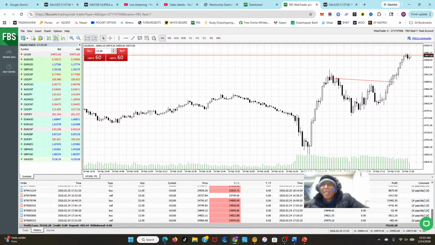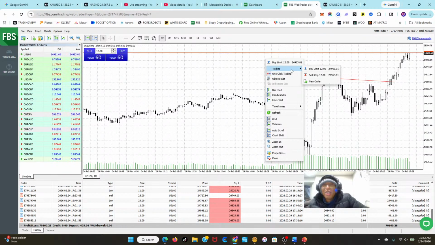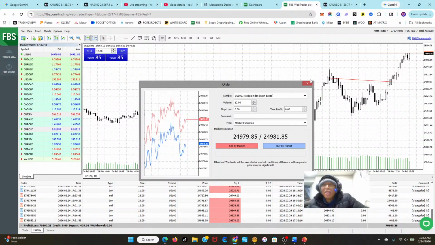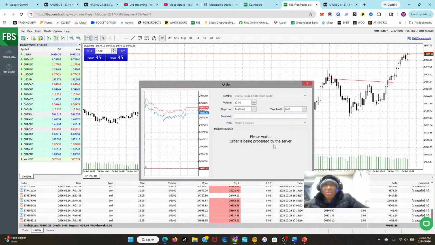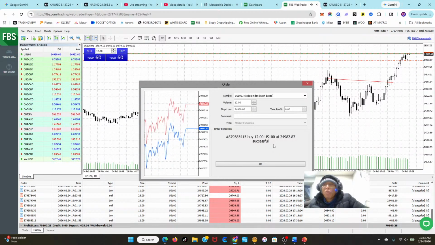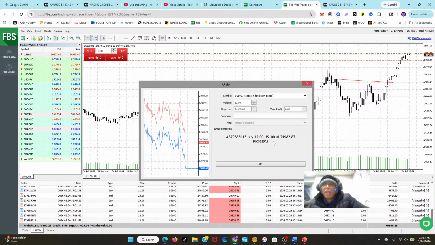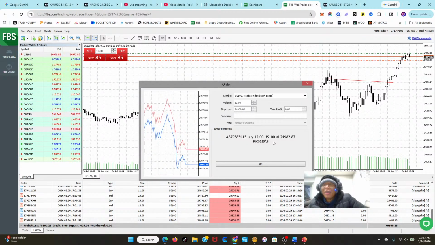Okay, so if this clears, aha, there we go. So that bar is a strong bar. $24,960. We're going to go up. Market is not done yet. It's coming down.